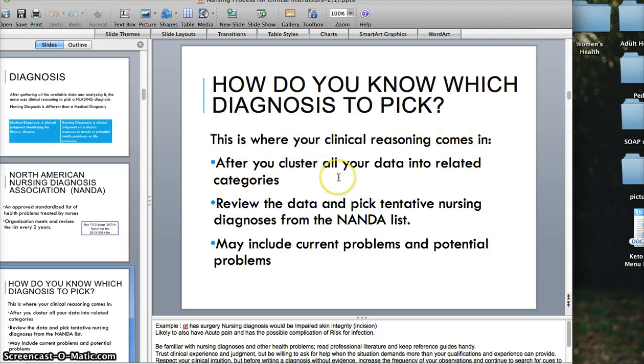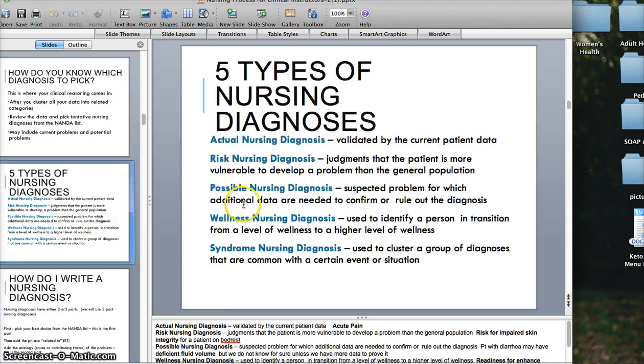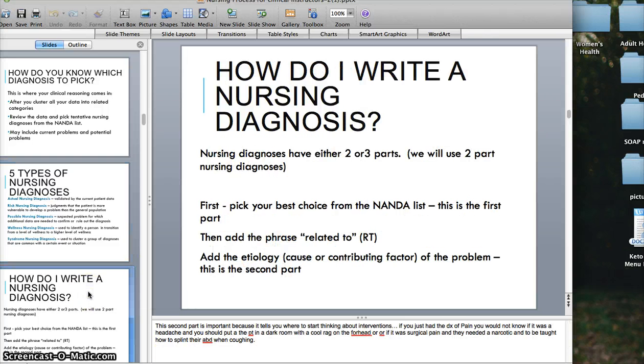So after you cluster all your data, review the data and pick tentative nursing diagnoses. It may include current health problems and potential health problems. There are 5 different types of nursing diagnosis: actual, risk, possible, wellness, and syndrome, and explaining how they write it. Now, know that we teach nursing diagnoses, how to write them, in 2 parts. There are 3 parts, but we want our intro students to do a 2-part nursing diagnosis.